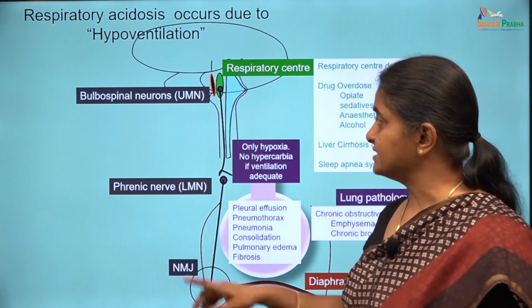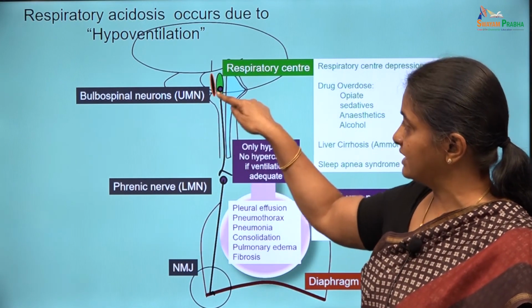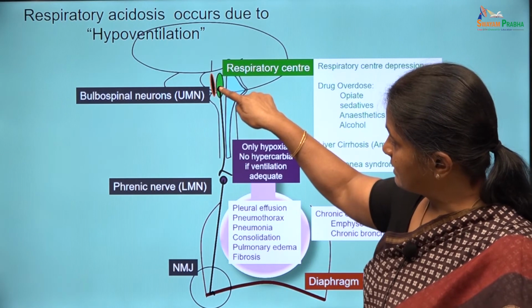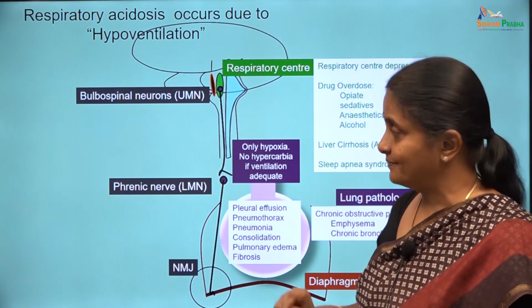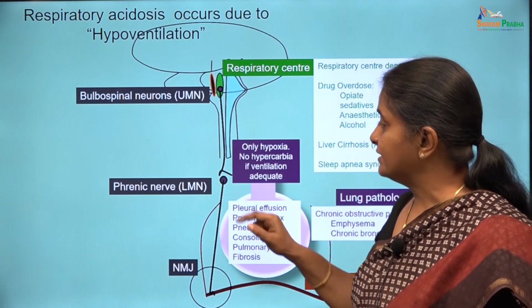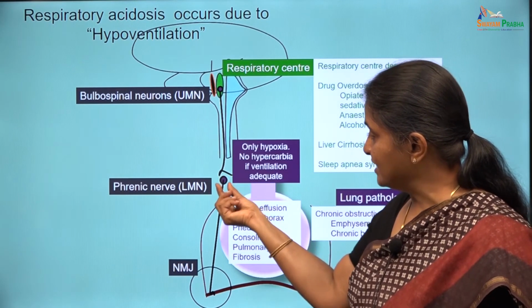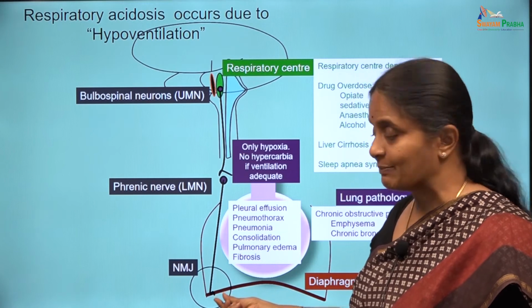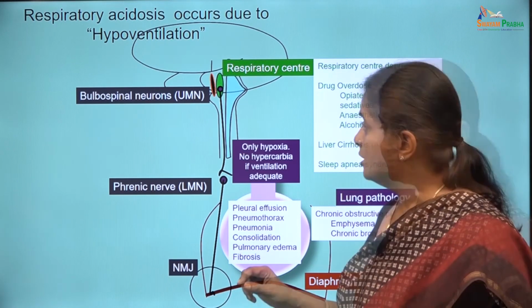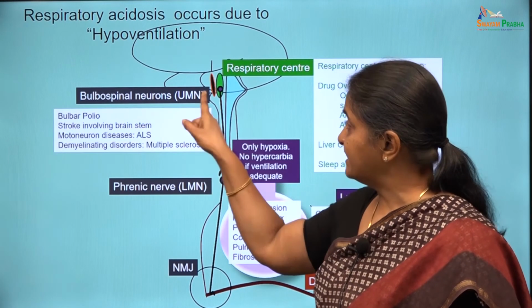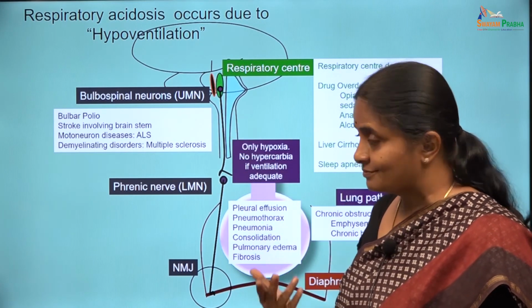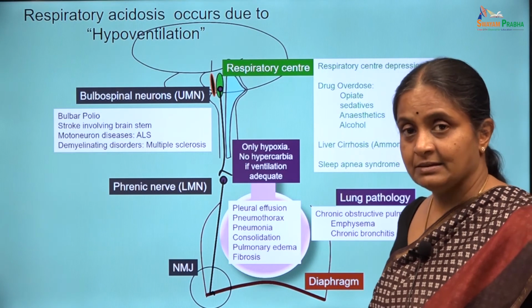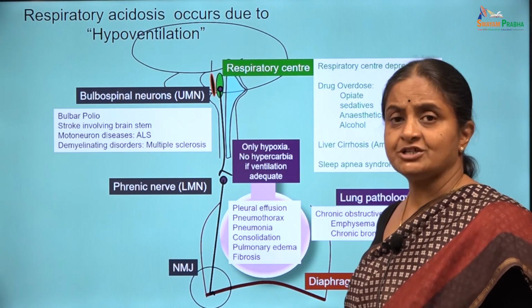Let us look at diseases affecting the upper motor neuron, that is the neurons going from the medulla oblongata to the spinal cord. The bulbospinal neurons, which innervate the lower motor neurons supplying muscles of respiration. Polio has a predilection to the motor neurons, and bulbar polio can result in cessation of ventilation.